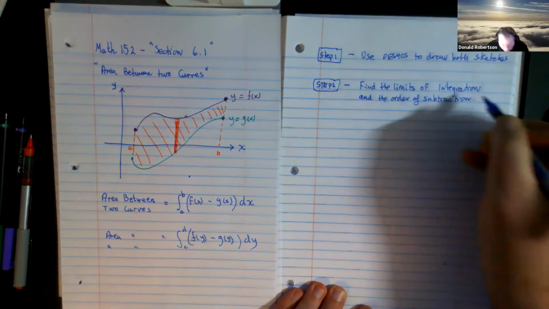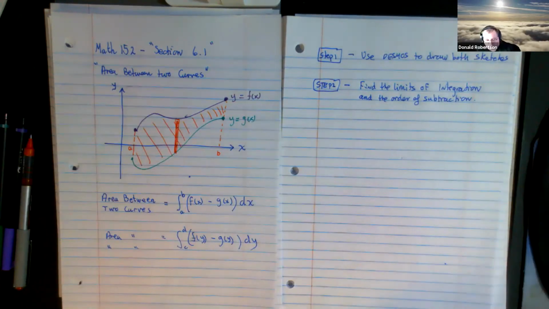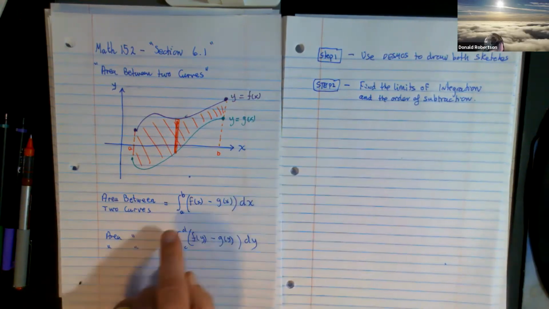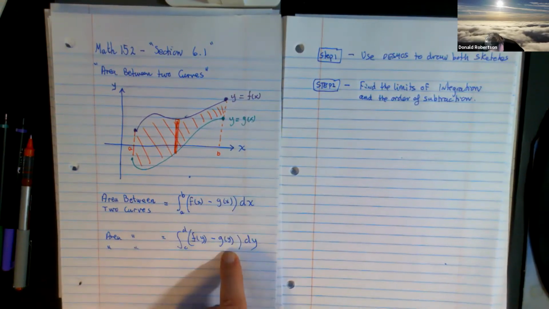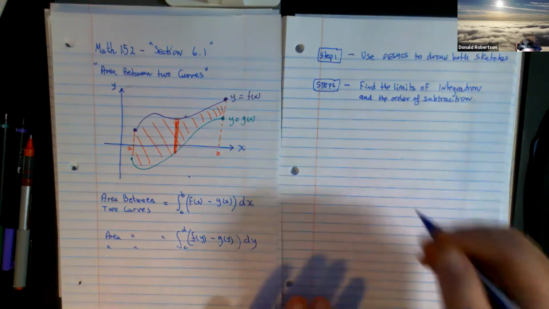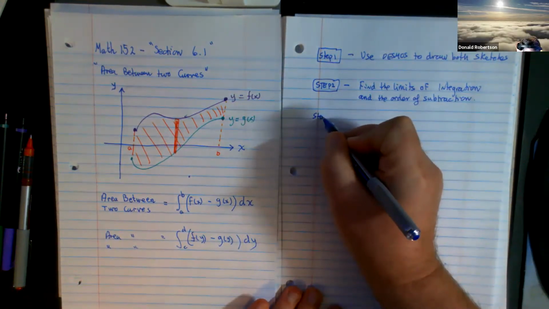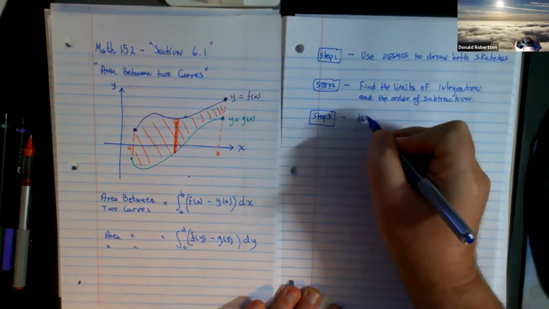Now, you know you're going to have two functions, right? One of them's x cubed, the other's 2 sine x. One of them's y squared plus 1, the other's 4 minus y squared. One of those goes here first. Then you take away, the other one goes second. If you do that, then you are set up with an integral, which takes us to step 3. Integrate.